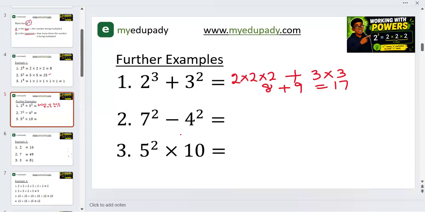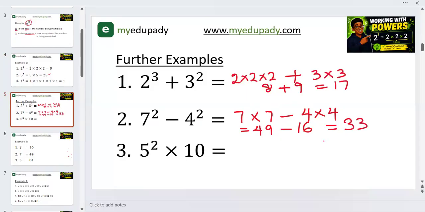Let's take a look at the second question. We have 7 exponent 2 minus 4 exponent 2. So 7 exponent 2 means you have 7 times 7, 7 being multiplied in 2 places. Minus 4 to the power of 2 means you have 4 times 4. So 7 times 7 gives 49, minus 4 times 4 gives 16. 49 minus 16 gives us 33. And that means the answer to our question is 33.